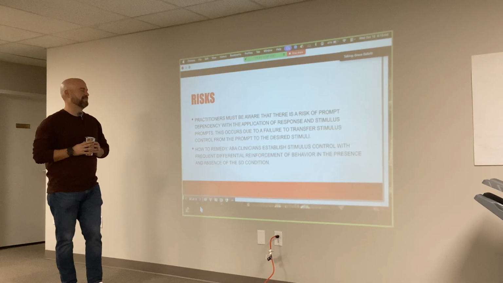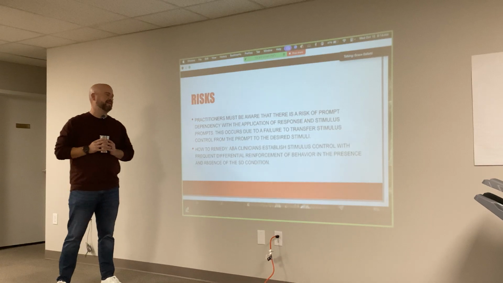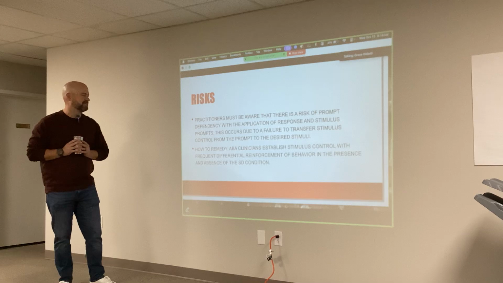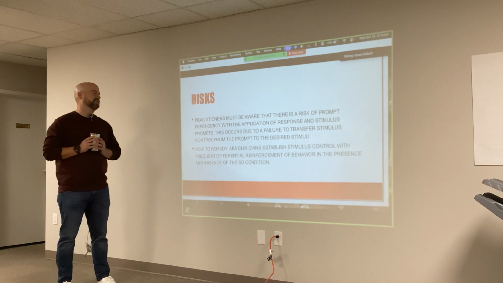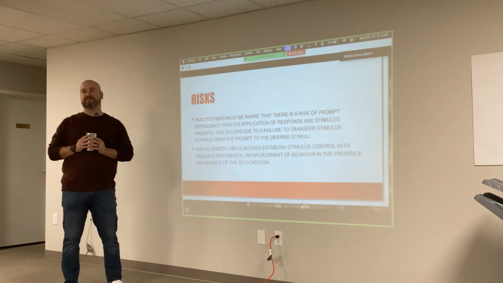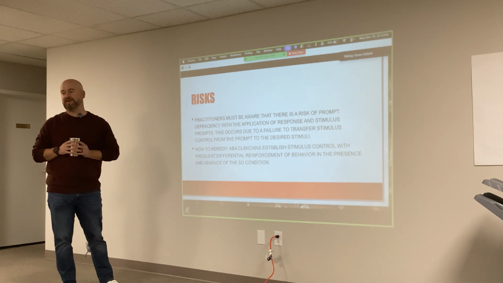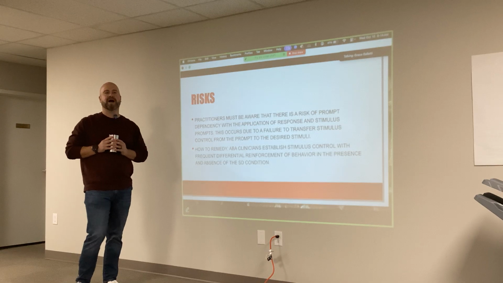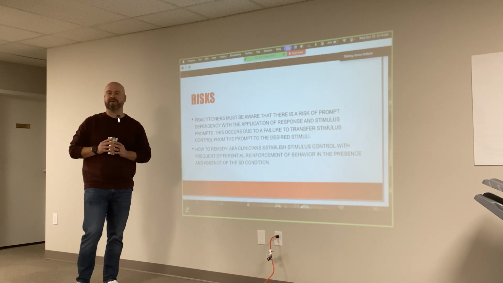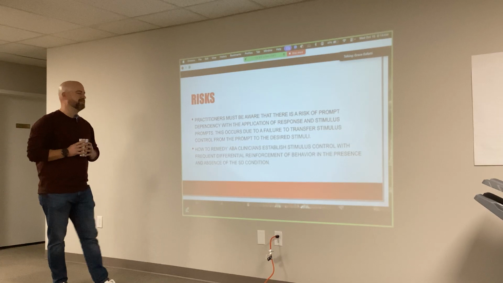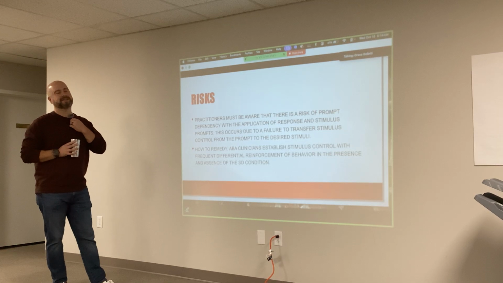So there are risks, and we talked a little bit about this. We must be aware that there are risks of prompt dependencies with the application of response and stimulus prompts. This occurs due to a failure to transfer stimulus control from the prompt to the desired stimuli. So that's our failure. It's all our fault as practitioners that we did not fade our prompts, and we didn't coach our team to fade their prompts, right?